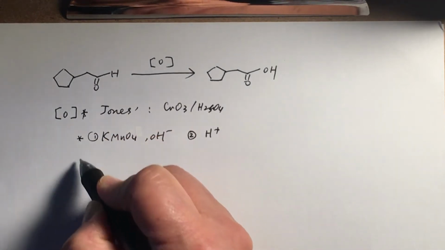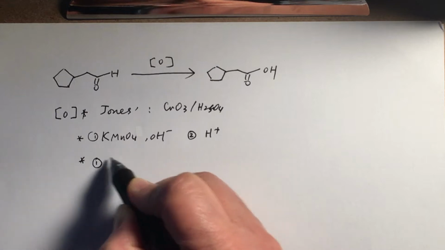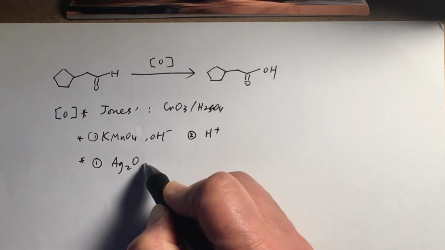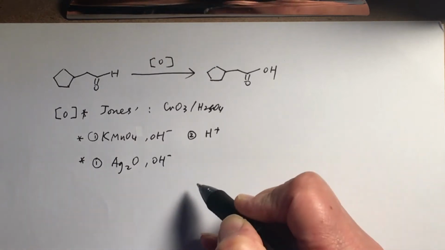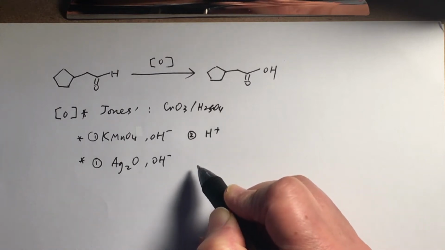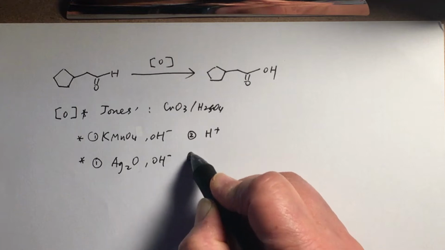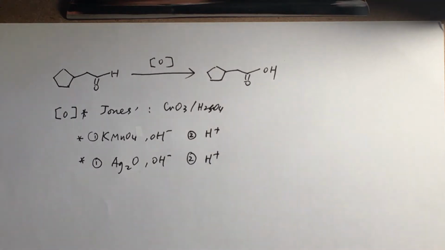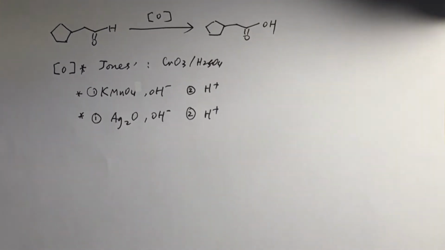Okay. Another oxidizing agent is silver. Even a very weak oxidizing agent like silver oxide could oxidize aldehyde into carboxylate, followed by protonation to prepare the corresponding carboxylic acid. Show you one very interesting example.